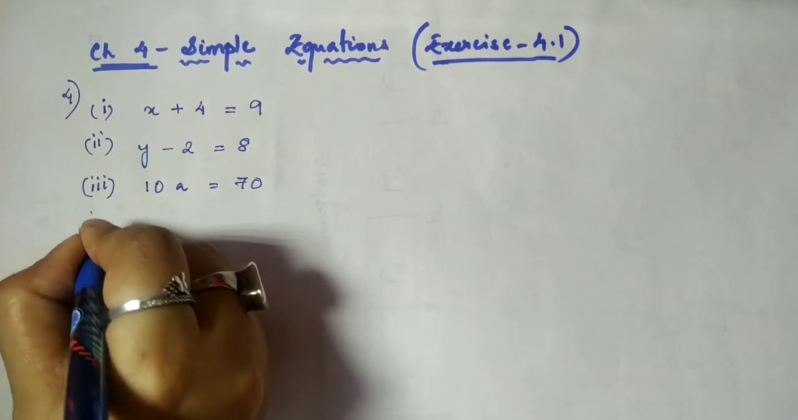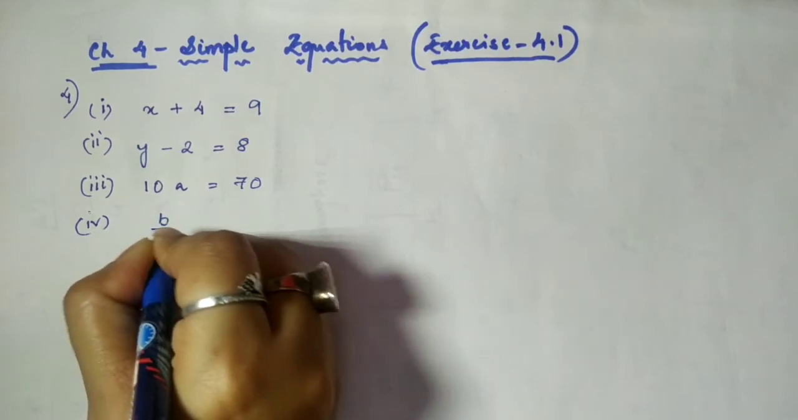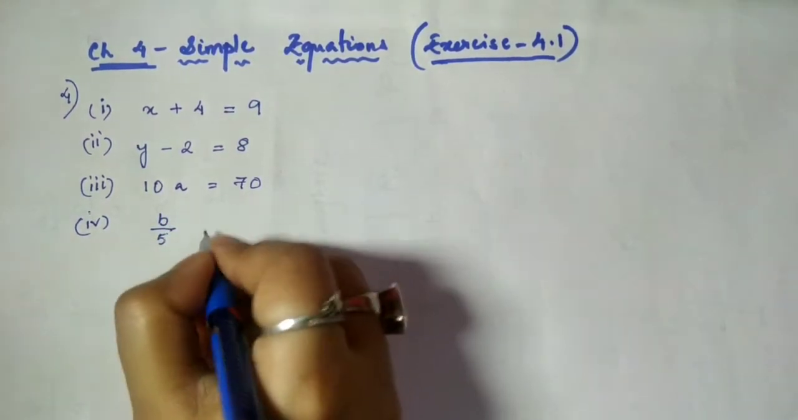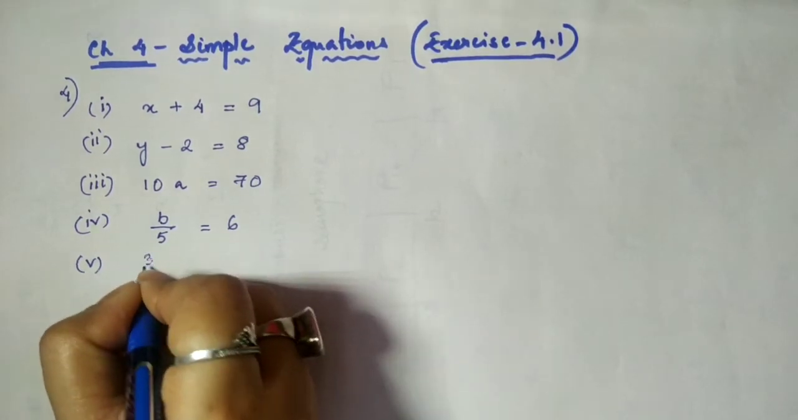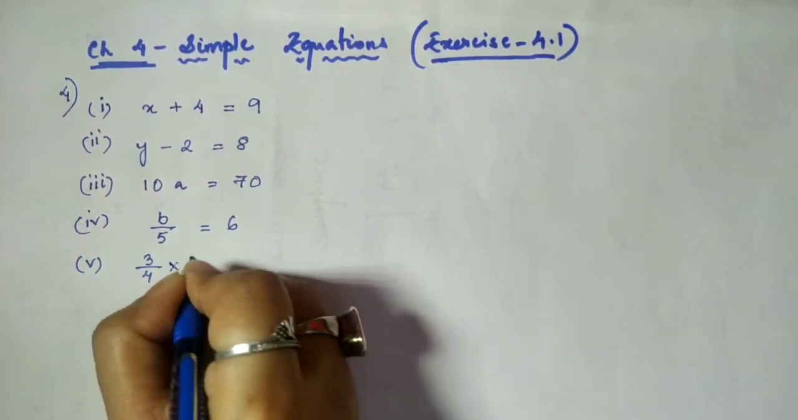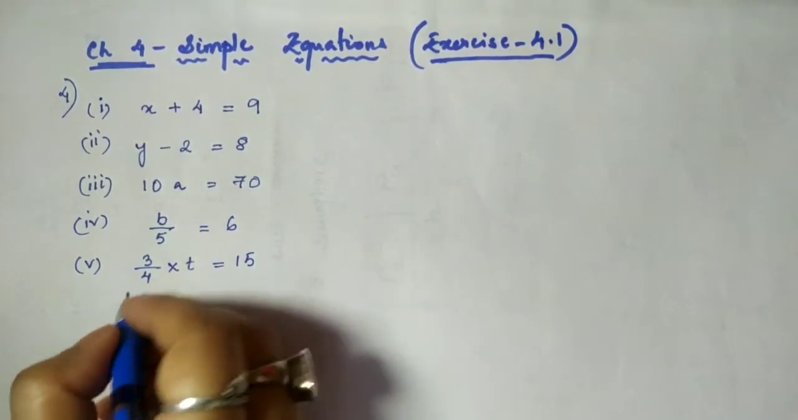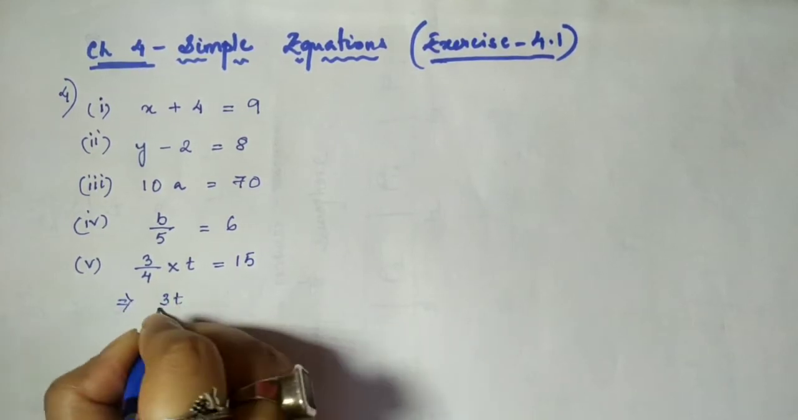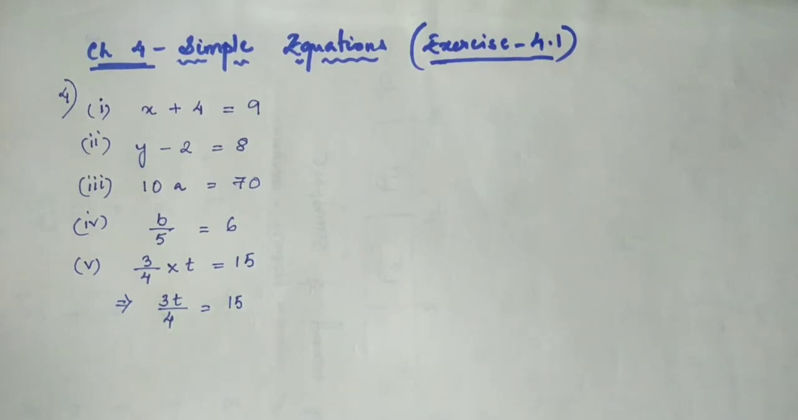Next one, number 4 is given as the number b divided by 5 gives 6. So b divided by 5, you can also write it like this. Next we have number 5. I am writing all the equations for you. Number 5: 3/4 of t is 15. 3/4 means 3 by 4, of means into t is equal to 15. This is also an equation, but you can write it in a more proper way as 3t by 4 is equal to 15. This way we write down the equations.